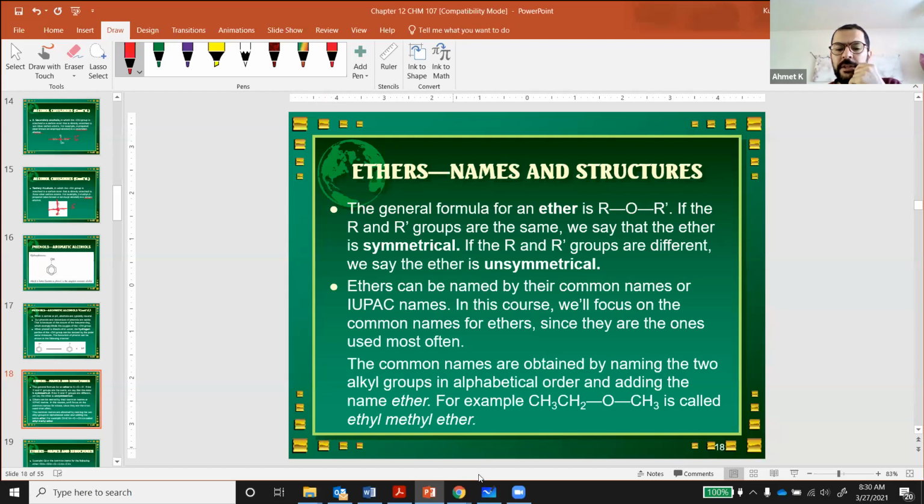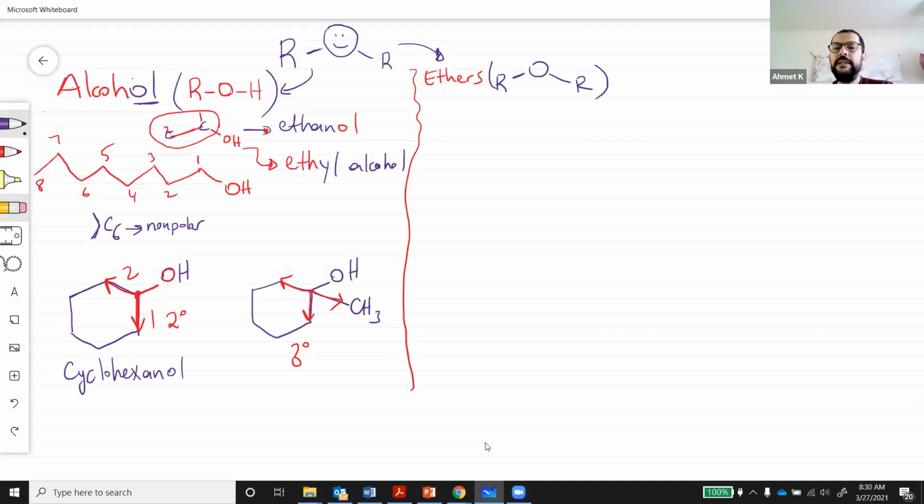And so the naming is very simple. Okay, and so how are you going to name this? Let's take a look at an example of one of them. Let's say CH3OCH3. Okay, so you're just going to name the R groups. And what is this R group here? CH3. What do you call the CH3?